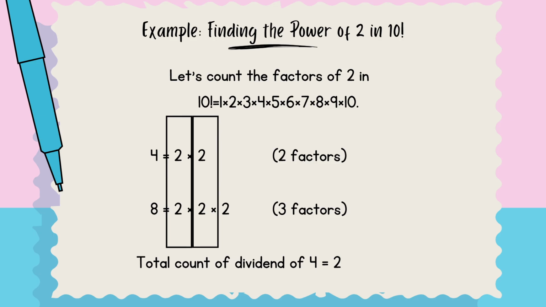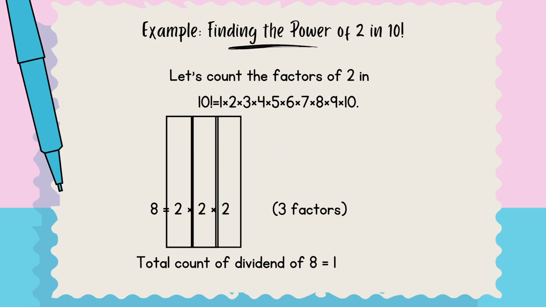So this time we are dividing by 4 and we are counting the dividends of 4. Why 4? Because 4 has two numbers, 2 multiplied by 2, two 2's. We can also say 2 to the power 2. So such factors are 2. We will just count. So one factor is 4, another factor is 8. So the total count of dividends of 4, we are getting 2.